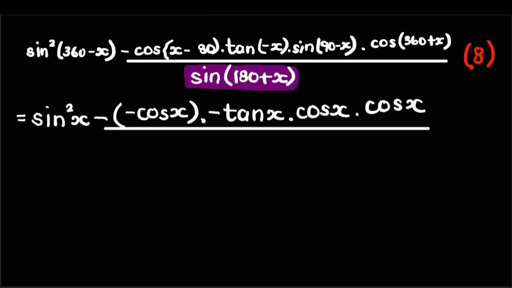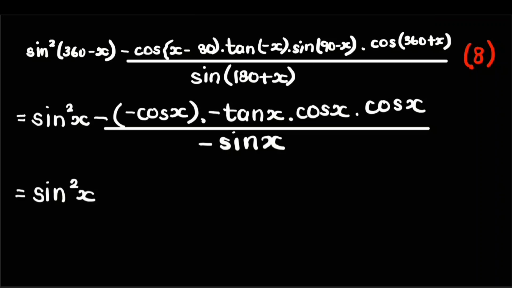Now focusing on the denominator, we have sine of 180 plus x. 180 plus is in the third quadrant where sine is negative. So there we have negative sine x. Okay, so here's our denominator, negative sine x. Now in the next step, we are going to simplify what we have. So we cannot do anything with the sine squared, right? So that's going to stay as is for now.